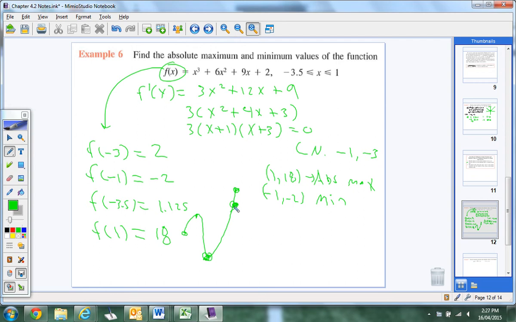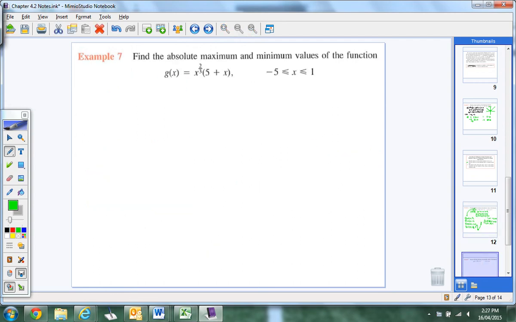Okay, and last example, and then I'll go back to that page you guys need more of. Okay, so find the absolute max and min of this one. So this one you could use product rule right away if you wanted, or you can distribute that x to the 2/3 in. For my notes, I distributed it in. So I made it this, 5x to the 2/3 plus x to the 2/3 plus 1 is 5/3.